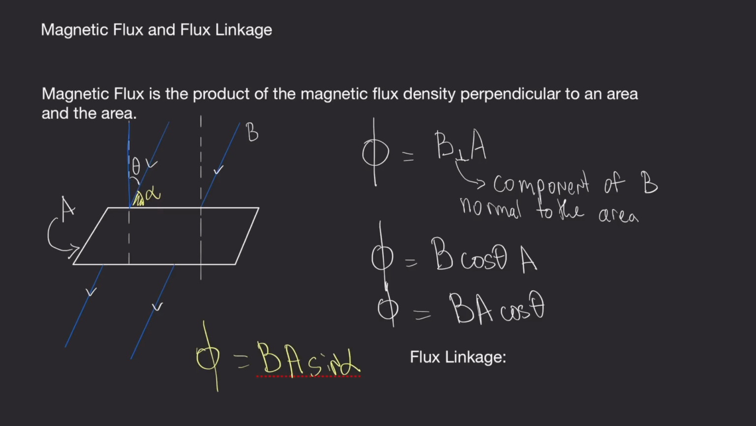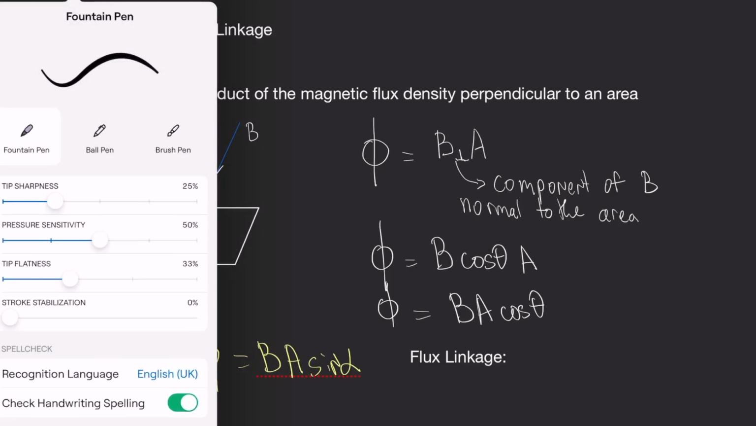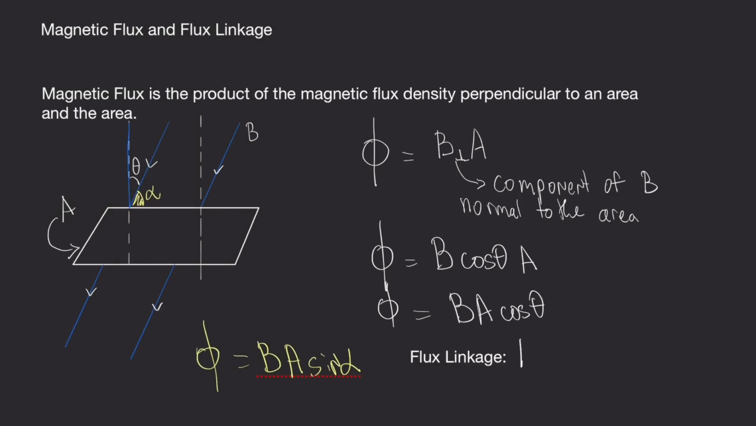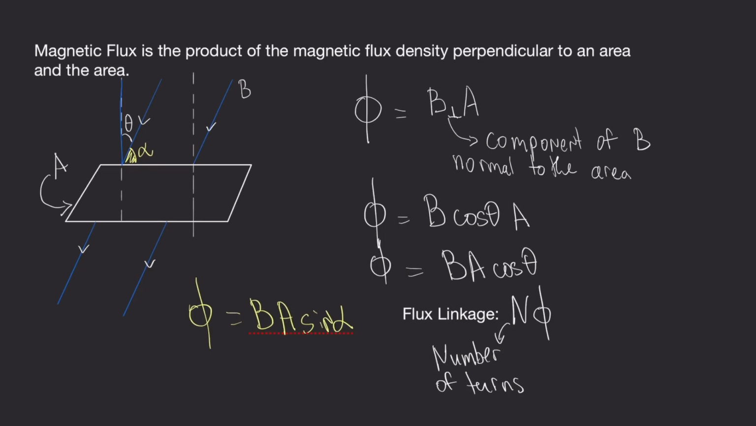And what about flux linkage? Well, if we had multiple coils, in fact, let's say we had N number of turns to the actual coil, then our flux linkage is defined as N multiplied by the magnetic flux. So magnetic flux linkage is simply defined as NBA cos of theta, where theta is the angle to the normal.